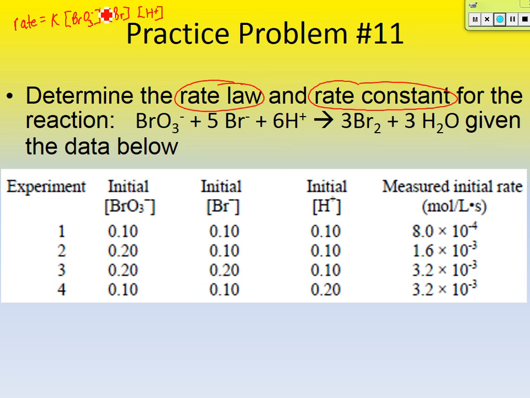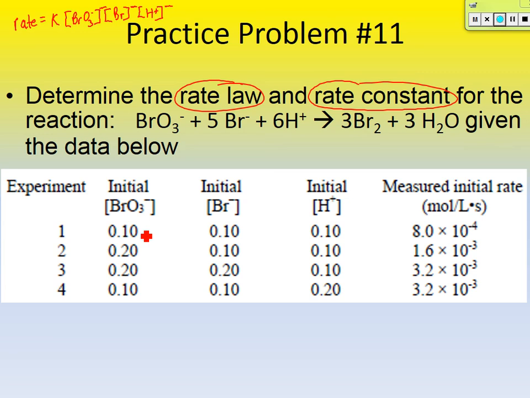Now, what we need to do is figure out what the numbers are. I didn't leave enough room there. What the numbers are, the exponents. So what order it is with respect to each one of these reactants. And that's where table logic comes into play. And so let's go ahead and do that. So if I want to determine the order of the reaction with respect to BrO3, I want to find a spot where in my experiments, so I've got 4 of them here, where BrO3 is changing, but Br and H plus are held constant. And so let's look for a spot where BrO3 is changing, but the other two are held constant.